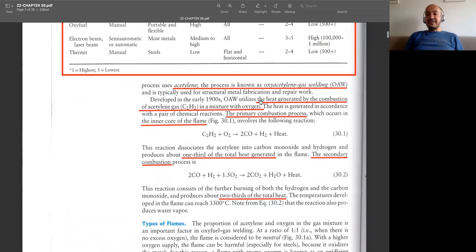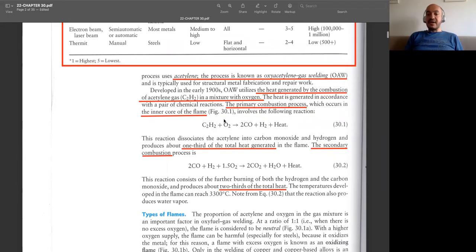In this welding process, we burn this acetylene gas. As you see, this is a reaction. We have acetylene here, we supply some oxygen, and then we have the primary reaction. This is the first stage of combustion, and with this one we generate carbon monoxide, some hydrogen, and some heat. This is actually not much. This is 1/3 of the overall heat we are generating in this oxy-fuel welding process.